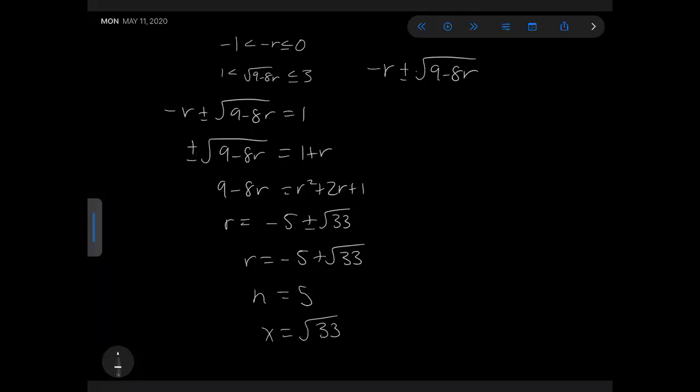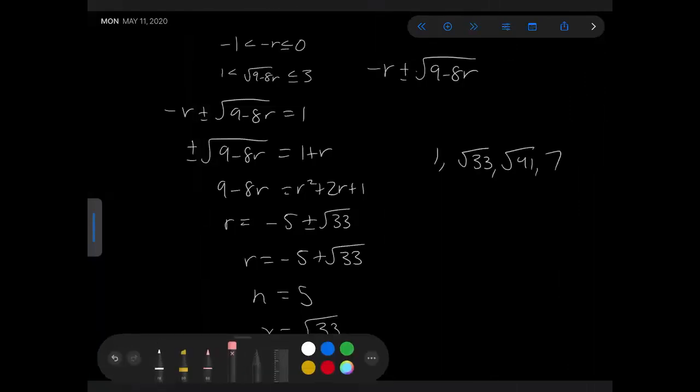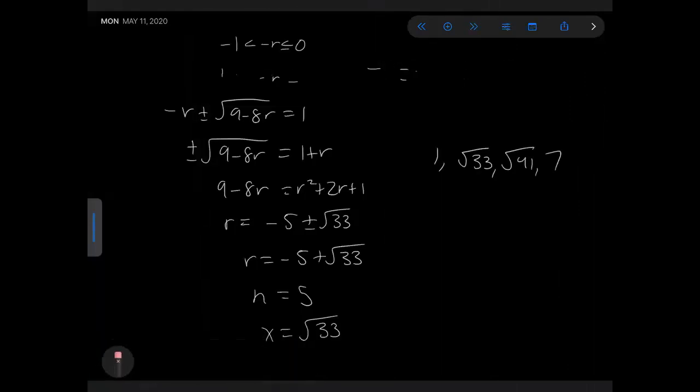But in case you wanted to check your work at the end, you should get x is equal to 1, square root of 33, square root of 41, and 7. Please work those problems out because they will help you actually understand what you learned today. We're going to go over maybe 1 or 2 more questions. So let's get rid of that. The video should be up by tomorrow.